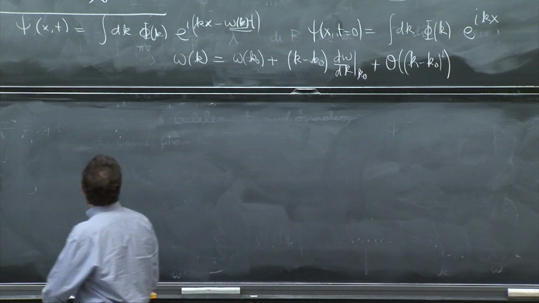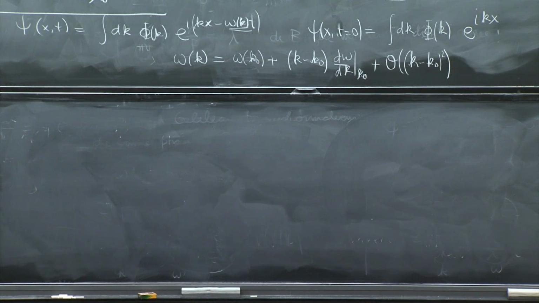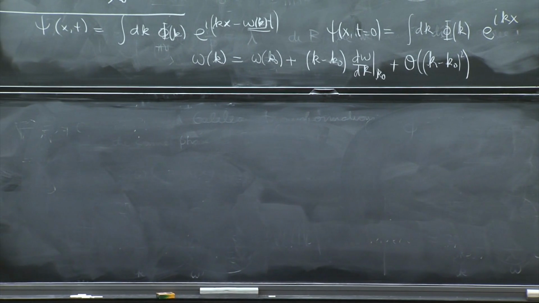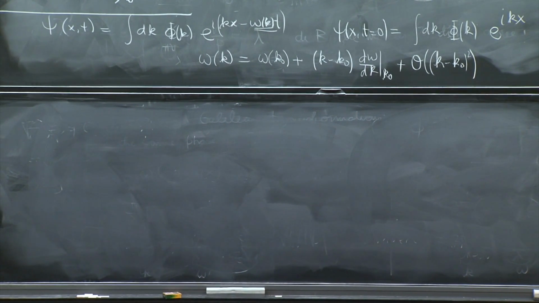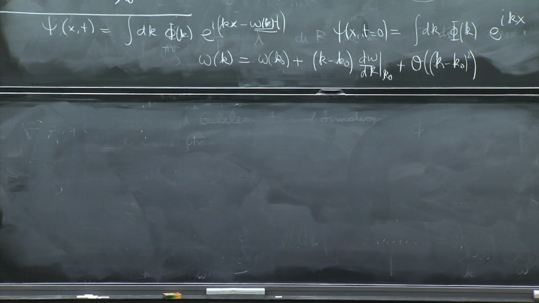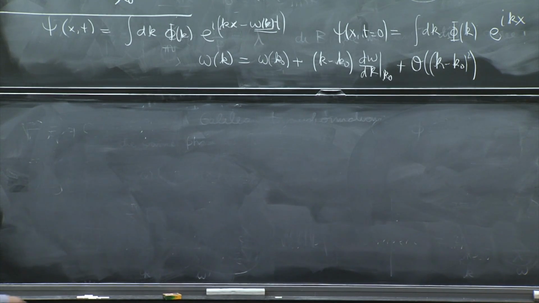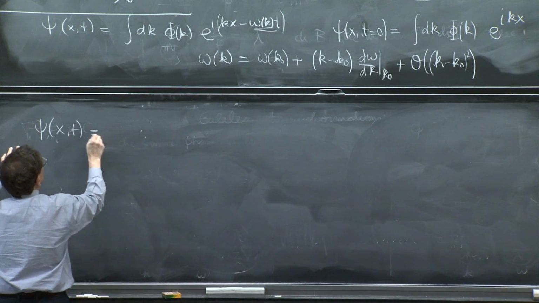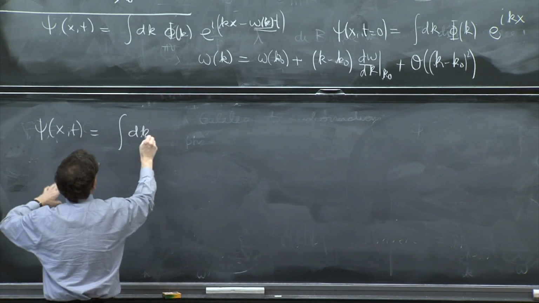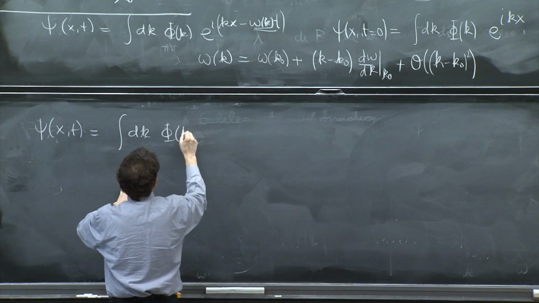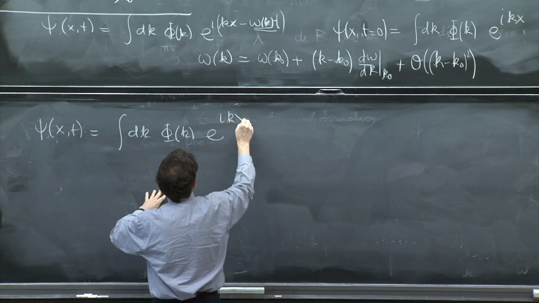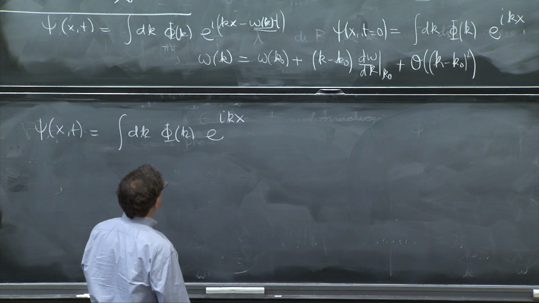So now we have to plug this into the integral. And this requires a little bit of vision, because it suddenly seems it's going to get very messy. But if you look at it for a few seconds, you can see what's going on. So psi of x and t is, so far, the integral dk phi of k e to the i kx. So far, so good.